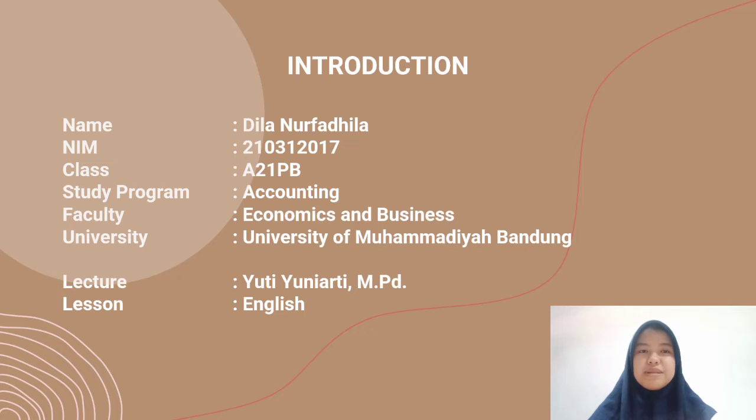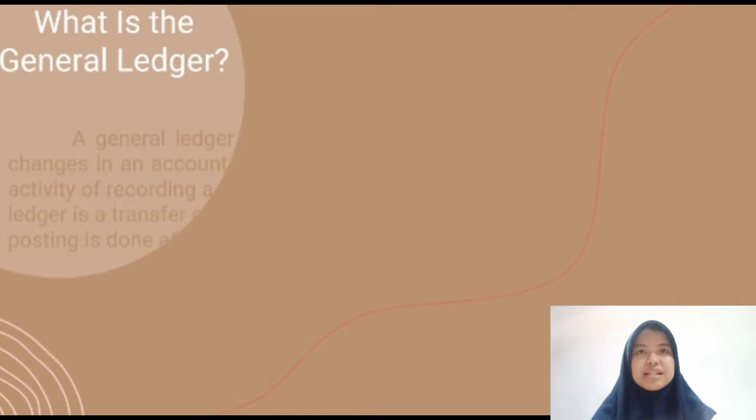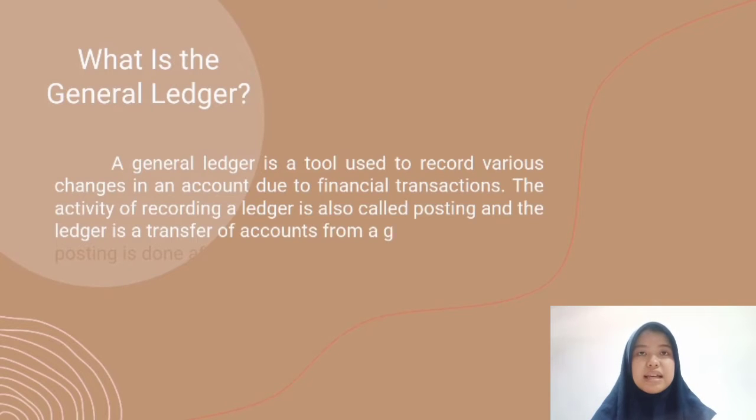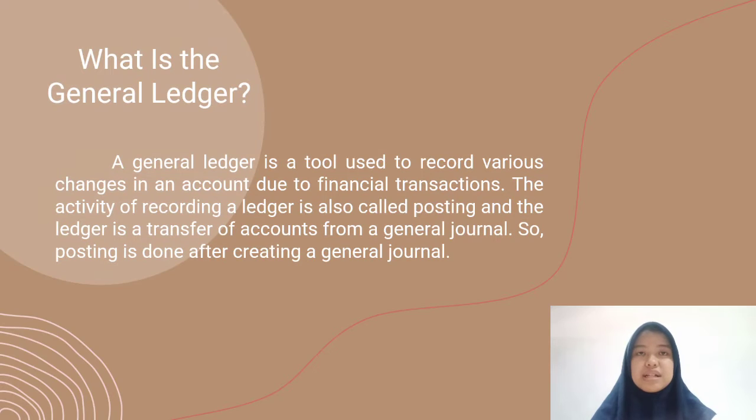Now my talk will be divided into 7 sections. The first section, what is general ledger? A general ledger is a tool used to record various changes in an account due to financial transactions. The activity of recording a ledger is also called posting, and the ledger is a transfer of accounts from a general journal. So, posting is done after creating a general journal.